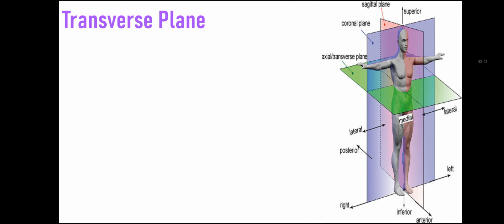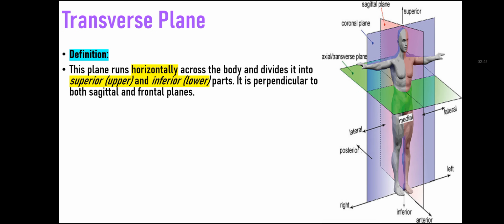Now the next anatomical plane, that is the transverse plane. Talking about definition, this plane runs horizontally across the body, while the other two planes we talked about, the sagittal and frontal or coronal plane, run vertically around the body. But the transverse plane runs horizontally across the body, and it divides the body into superior and inferior parts, or upper and lower parts. It is perpendicular to both sagittal and frontal planes.